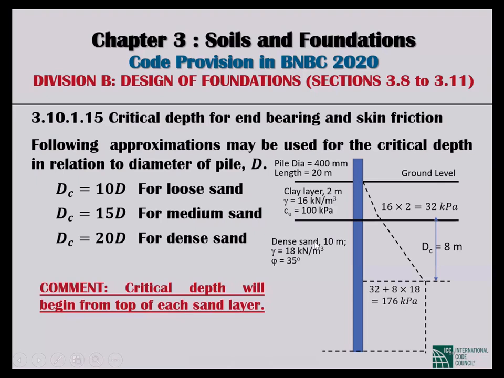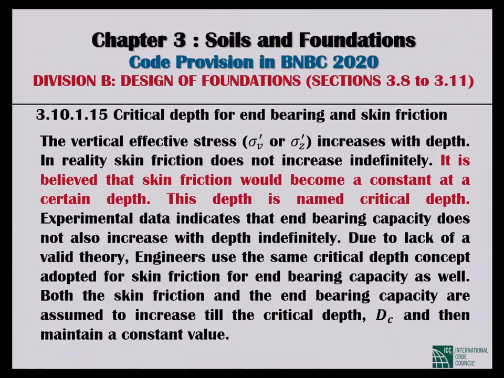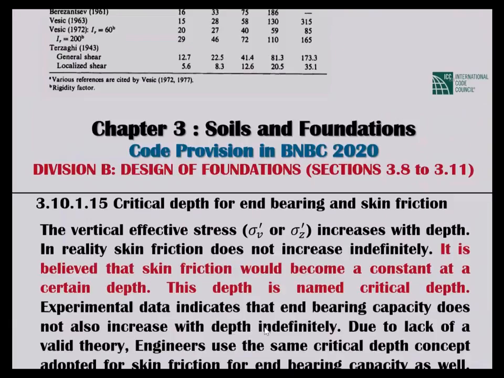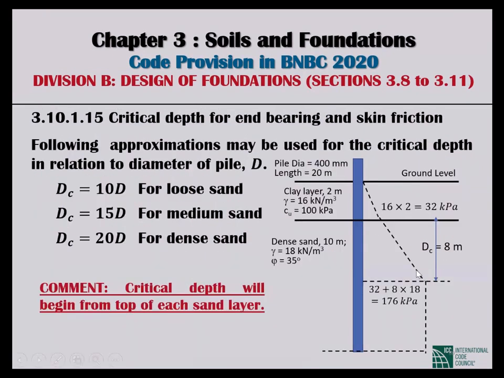If it is dense sand and the pile length is 20 meter, then 20 into D, where D is 0.4, becomes 8. So up to 8 meter is the critical depth. After that, the vertical pressure will never increase. Would you get my point? Over here the vertical pressure is this, and you have to consider this one as the overburden pressure, because your formula is Q and Q, where this is sigma V, the vertical pressure, and this is NQ. This vertical pressure would be constant if you use the critical depth concept. BNBC is recommending that you can use this critical depth, or you could also use the continuous increase, but you have to use your judgment over there.